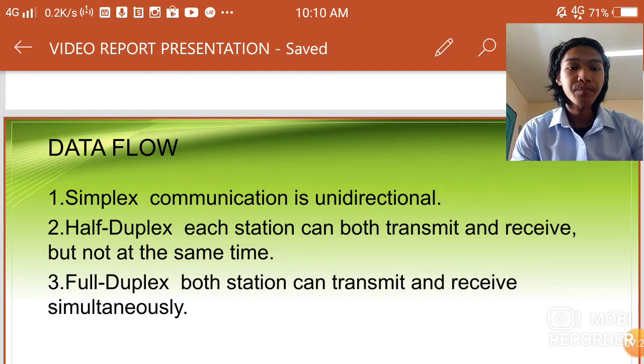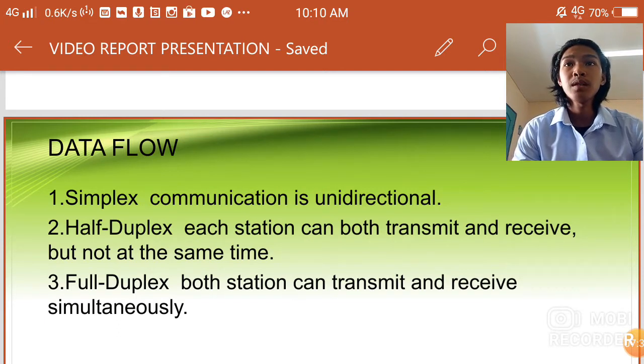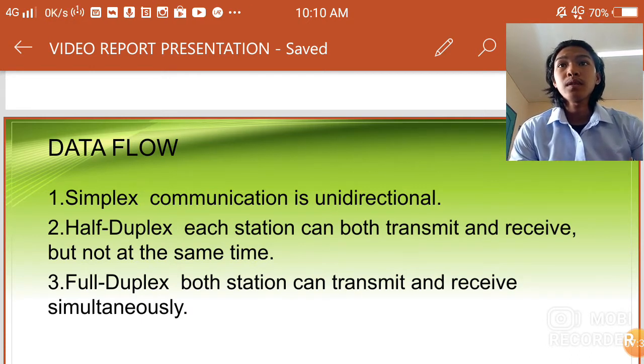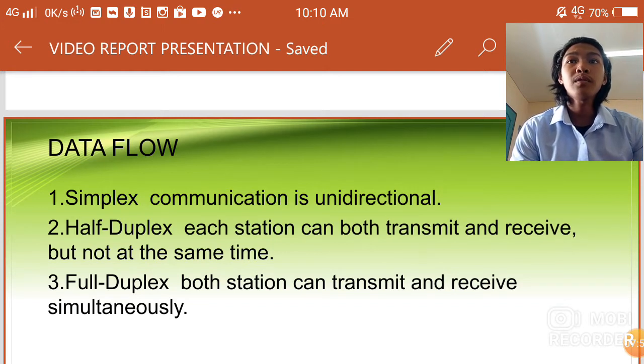Half duplex. Each station can both transmit and receive but not at the same time. Ito naman, example naman ng half duplex is a two-way radio system such as a walkie-talkie wherein one must use "over" or other previously designated keyword to indicate the end of transmission and ensure that only one party transmits at a time.